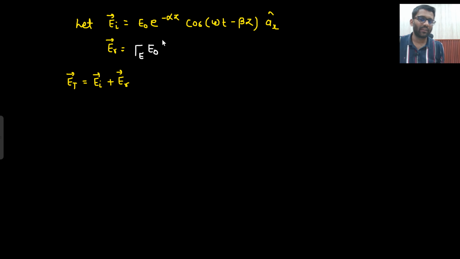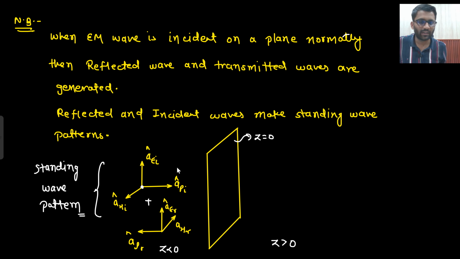So this is my reflected wave, e to the power minus alpha z. Everything will be copied the same. Omega will always be the same. Beta will also be the same. Why is beta the same? Because you are running in this medium only, and in this medium beta is the same.